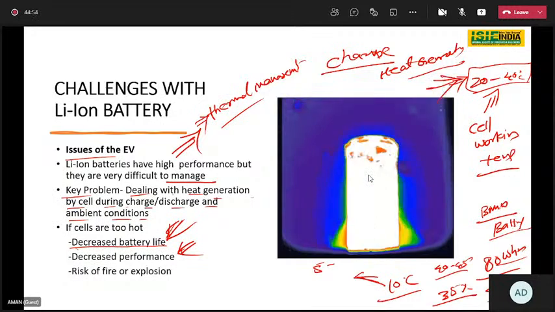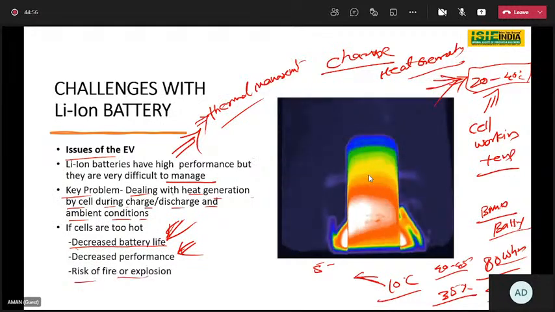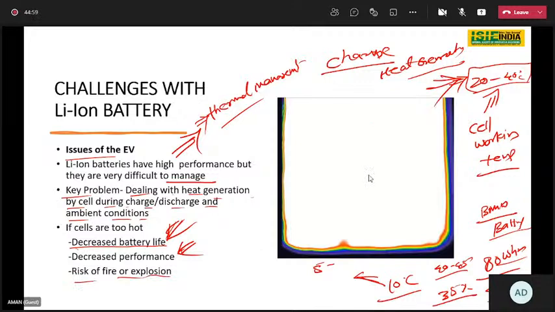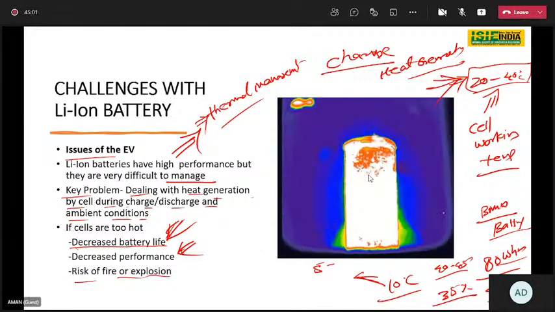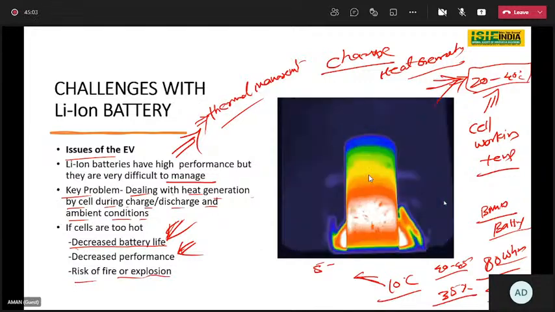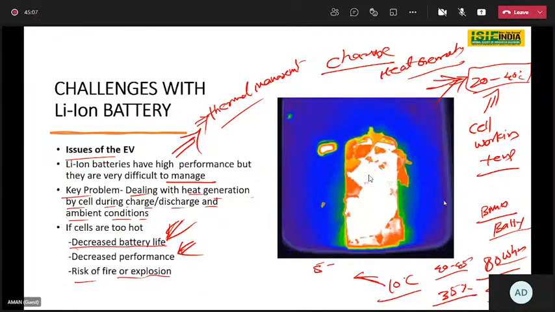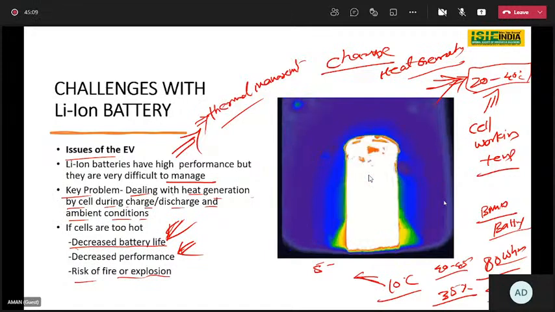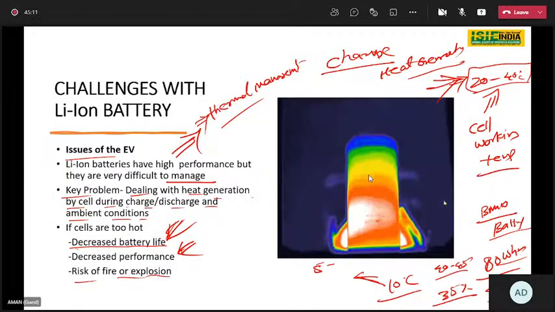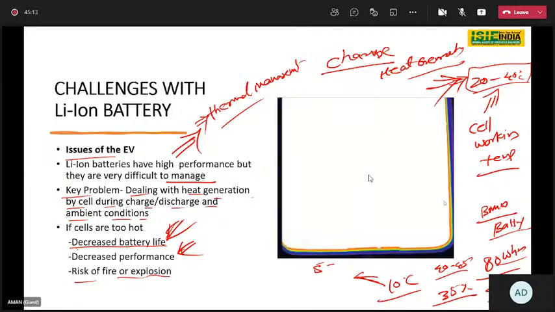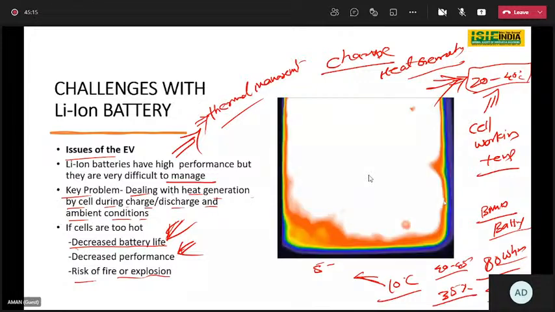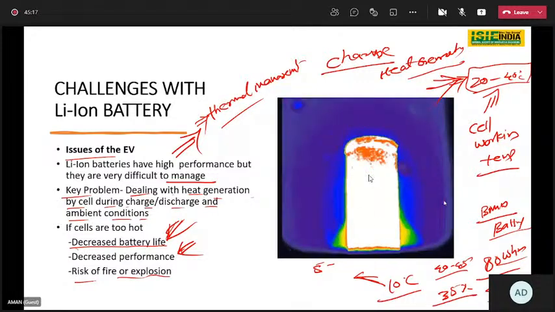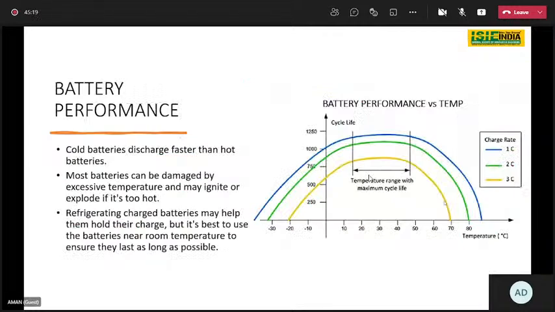Risk of fire and explosion. As we can see in this particular image, if the temperature keeps on increasing, there is a very high chance, due to the internal chemistry of the cell, that an explosion, or the technical term, thermal runaway, will happen. Okay? So these are the things you need to keep in mind while you are working on your cell also. Okay? Now let's cover the battery performance.